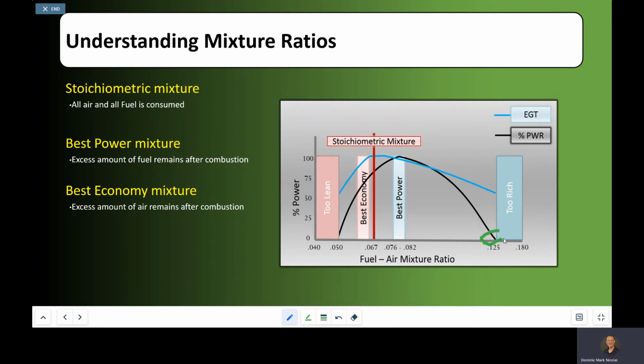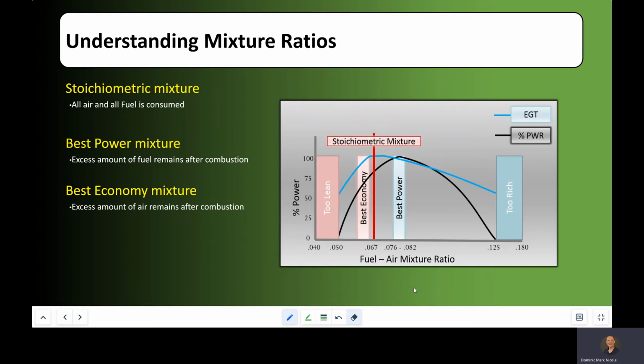So our black line here is the amount of power. When you're too rich, you can't operate the engine. We start leaning the mixture out. We start getting this increase now in the amount of power. And we could actually hear the engine develop more power. We can see manifold rising. And that keeps going until we reach this line here called peak. That's the peak exhaust gas temperature point. Okay, so when you're doing lean assist, that's the first point you're looking for. When you do have that first peak, you're at the stoichiometric mixture setting, all air, all fuel burned out.